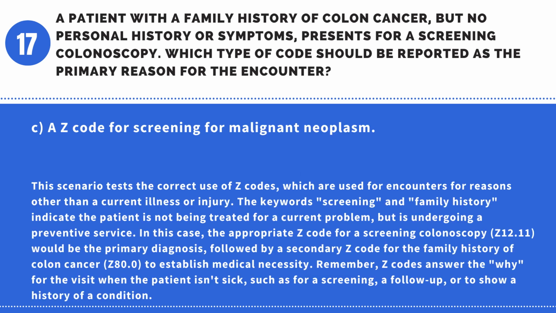Answer: C. A Z code for screening for malignant neoplasm. This scenario tests the correct use of Z codes, which are used for encounters for reasons other than a current illness or injury. The keywords screening and family history indicate the patient is not being treated for a current problem, but is undergoing a preventive service.